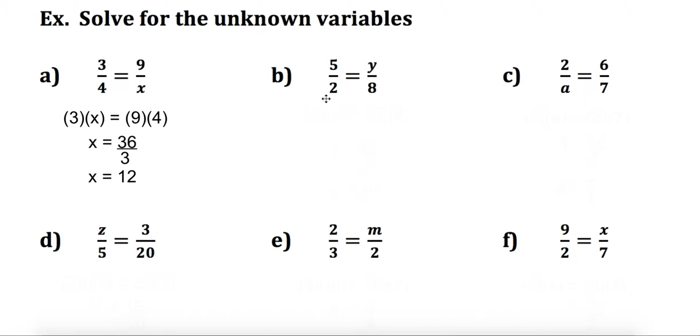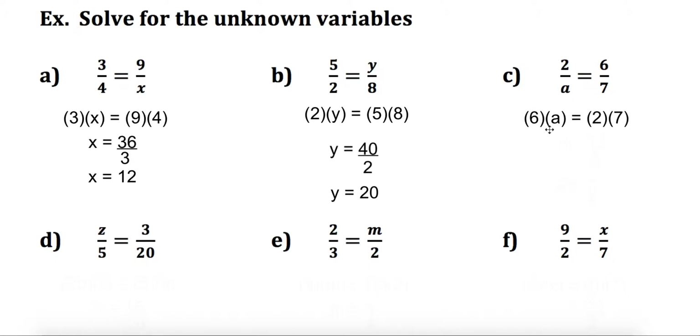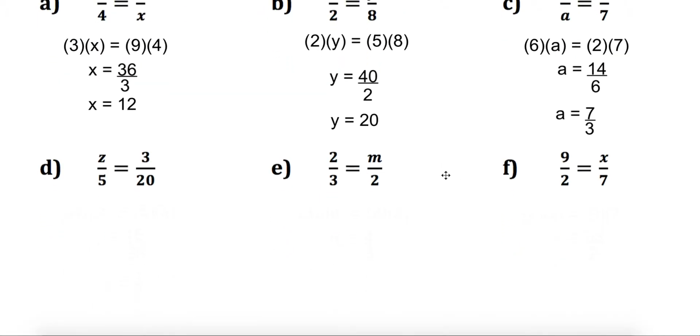Now you're going to notice that I always am putting my variable on the left here. That's just personal preference. It doesn't actually matter which side you put it on. Here we've got 2 times y and 5 times 8. We get 40 divided by 2, and we get y equals 20. Next we've got 6a equals 2 times 7. Then we get a equals 14 over 6, and we reduce that to 7 over 3.